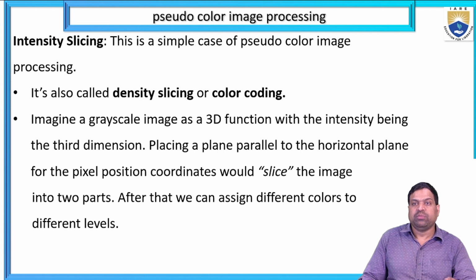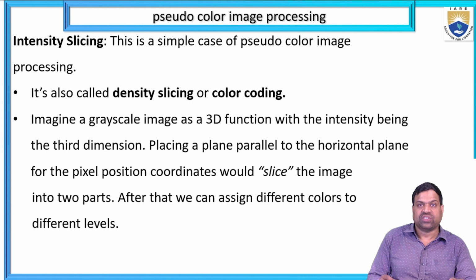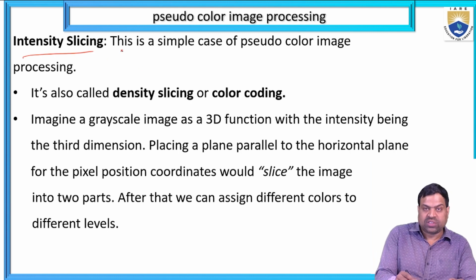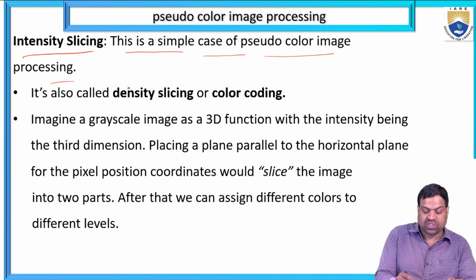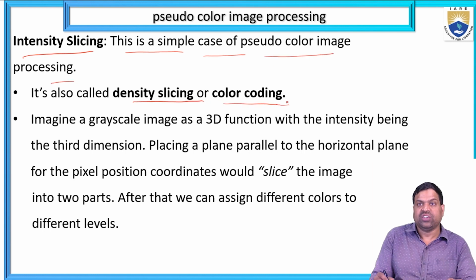So the grayscale image is a 3D function with the intensity being the third dimension. Placing a plane parallel to the horizontal plane of the pixel position coordinates would slice the image into two parts. After that, we can assign different colors to different levels. So this intensity slicing is a simple case of pseudo color image processing. It is also called density slicing or color coding.